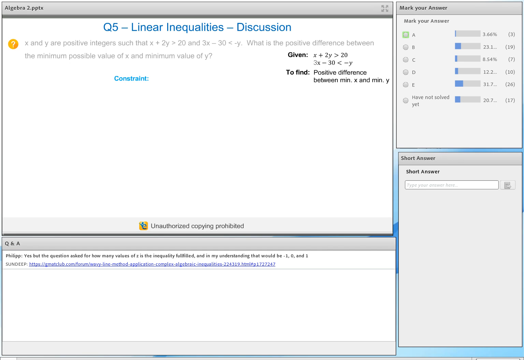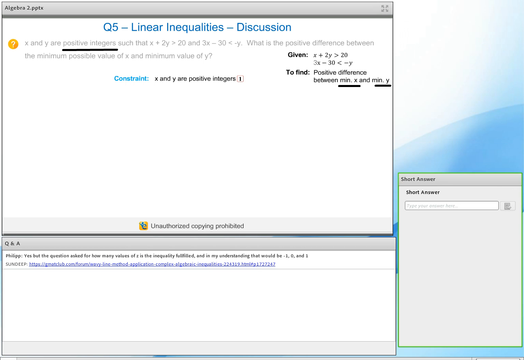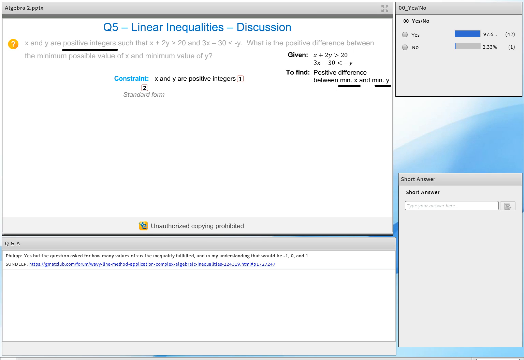So we have to find the positive difference between the minimum value of x and the minimum value of y, right? For this, first we need to find the ranges of x and y. What else do we know? We know that x and y are positive integers. How many of you noticed this constraint that x and y are positive integers? How many of you made a note of this constraint? Good. All right. Now we'll see where we end up using that constraint.